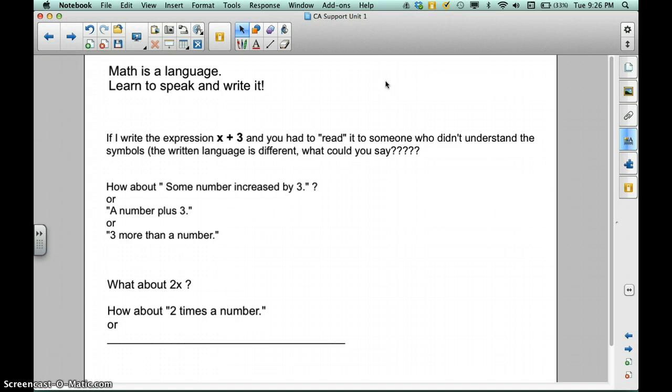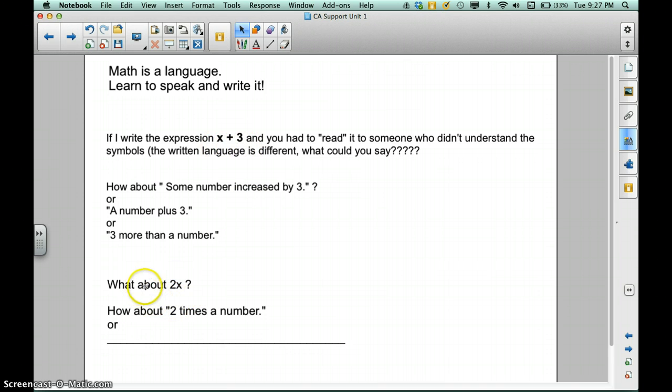One of the things that you might be able to say is some number increased by 3. X just stands for a number. So we don't know what that number is, so we just say a number or some number. Plus, increased by is a way of saying that, and then of course the number 3. Another way to say it might be a number plus 3. Yet another way might be 3 more than a number. Don't all of those mean the same thing? 3 more than a number, x plus 3.